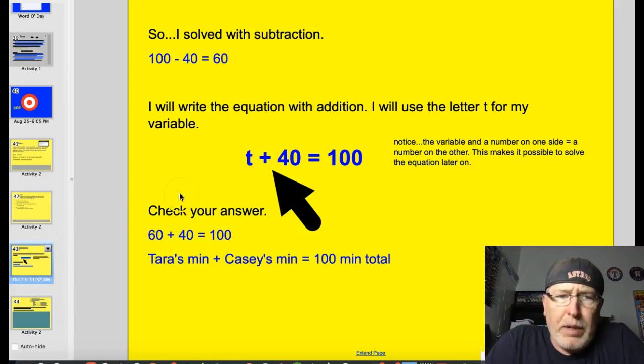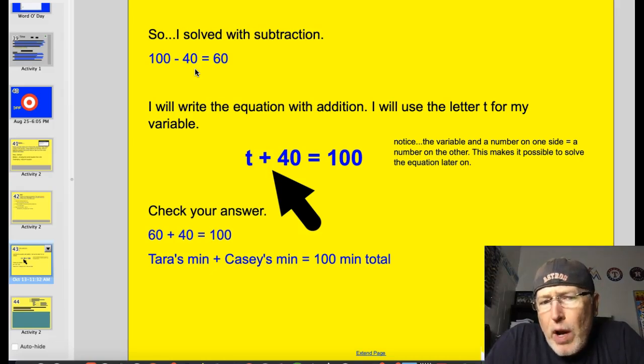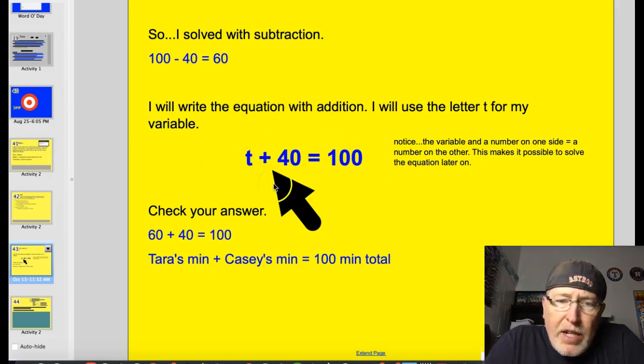So let's look at that more carefully. I solved it with subtraction, so I'm going to use the opposite operation to write it. I'm going to turn that around and use addition to write the equation. So I'll use T for my variable. Here's the amount Tara raked plus the amount Casey raked, and here's the total. Notice that the variable and the number on one side of an equal sign balance out the solution on the other. You always want the variable over here with the operation. You don't want the variable to stand alone. In other words, you don't want 60 plus 40 equals T. You want the variable with the operation. The operation means multiplication, division, addition, or subtraction.